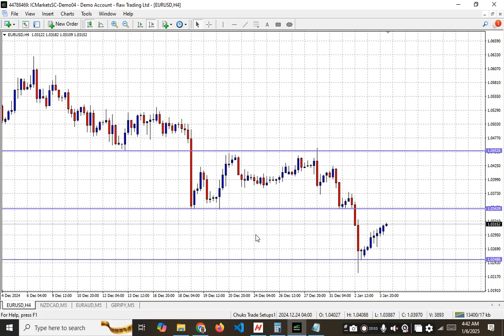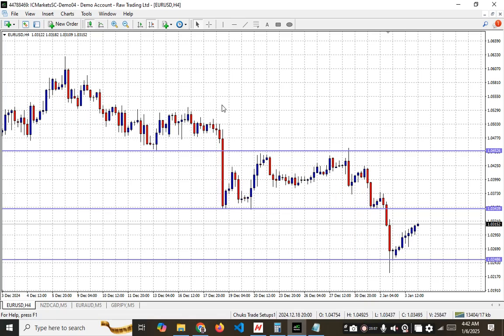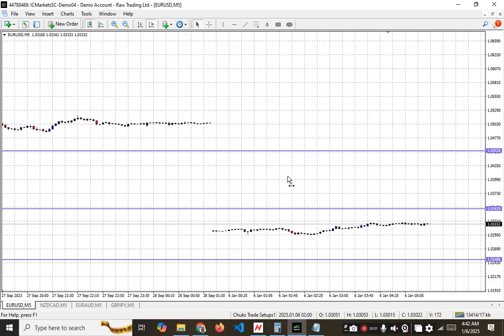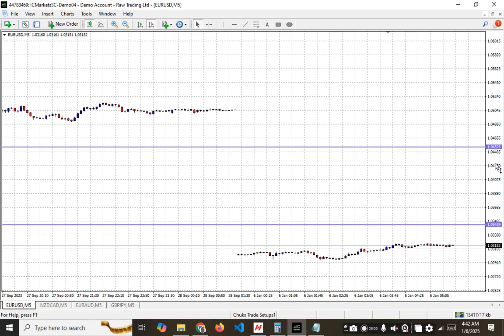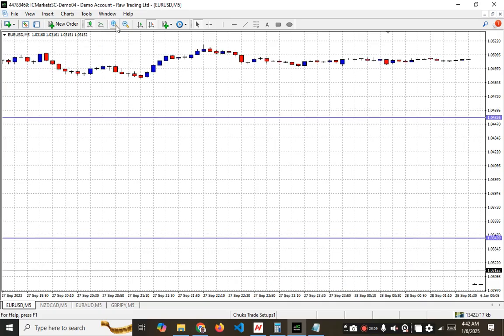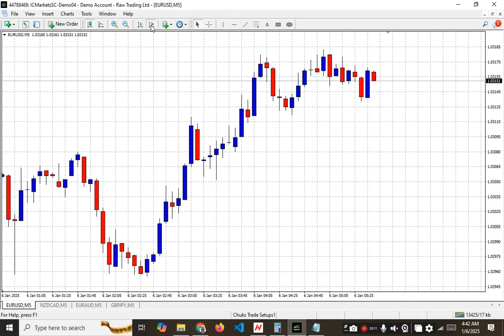All right. So what we need to do now is drop down to our entry time frame. Our entry time frame is the 5-minute time frame. Remember, I said we are going to be trading the 5-minute time frame, because we are day trading.